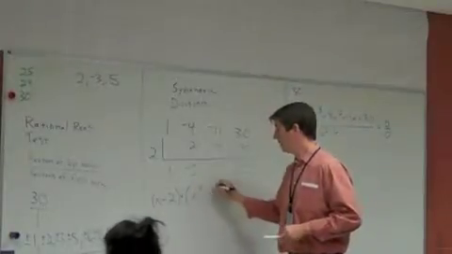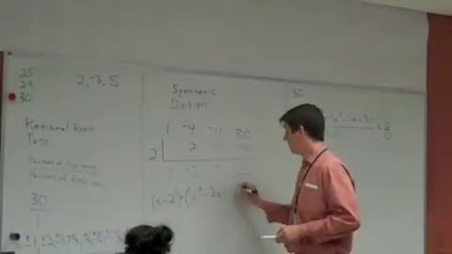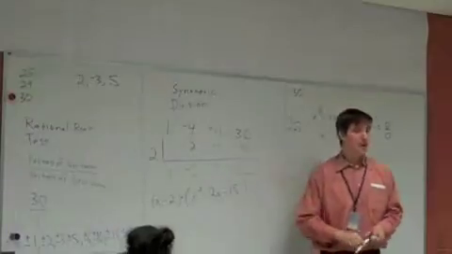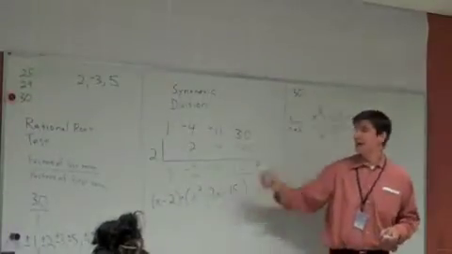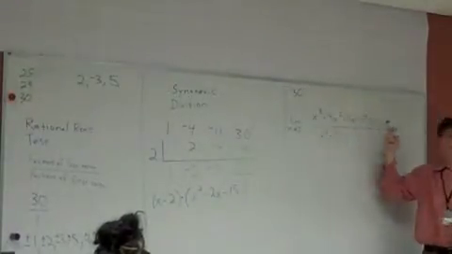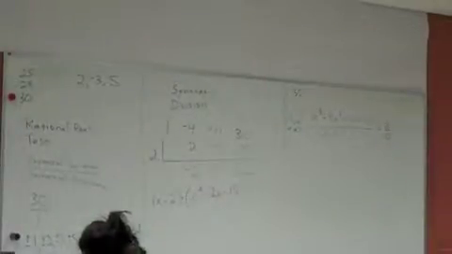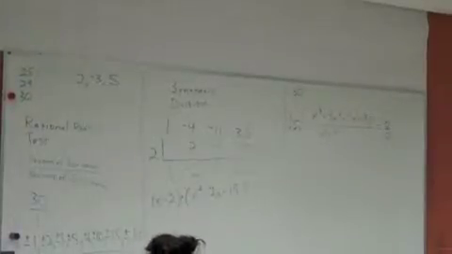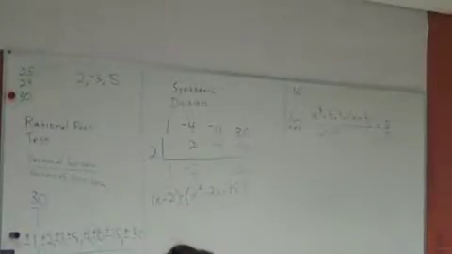X squared minus 2x minus 15. And multiply this times this to make sure that you get back to here. Do it right now. But that's how you synthetically divide. Beyond a quadratic, we have no means to factor, and this is the only way to do it. Synthetically divide. There's a couple of ways to do it, but this is the way we're going to do it.